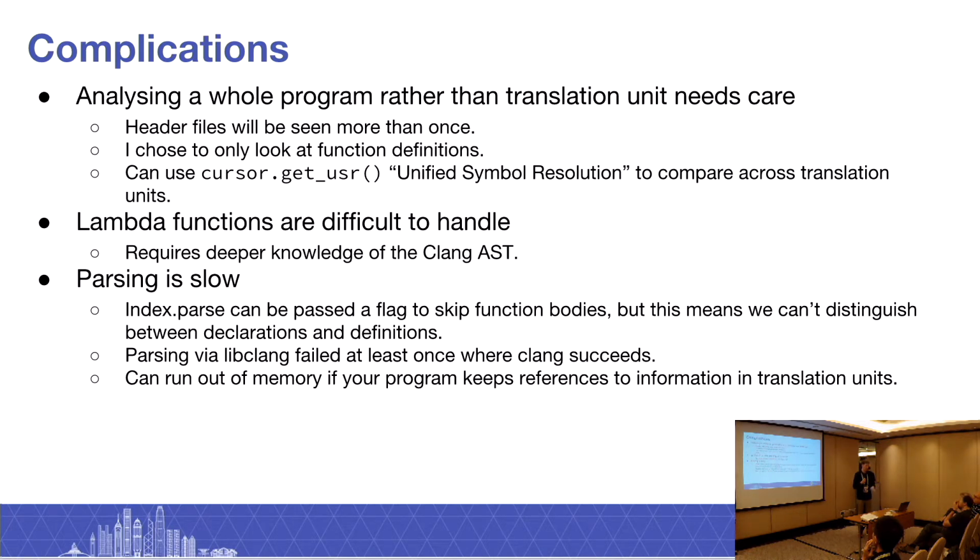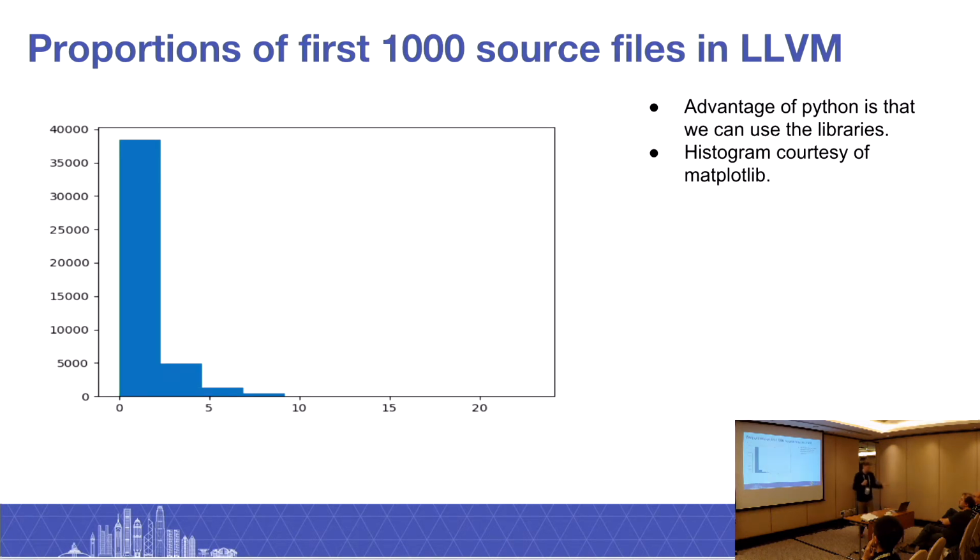And parsing is slow with the Python interface. It was taking as long to compile as Clang was taking to compile. So you probably want to stick to C++ for that. Okay, and here's the answer. Hooray! One of the advantages of using Python is that you can just use matplotlib and things like that to just get the data and splat it into analysis very, very quickly.